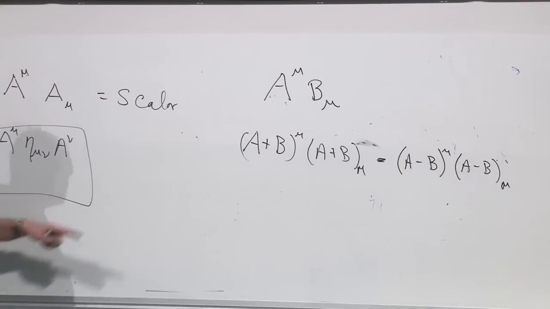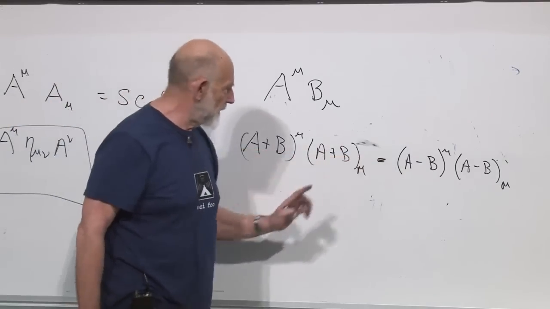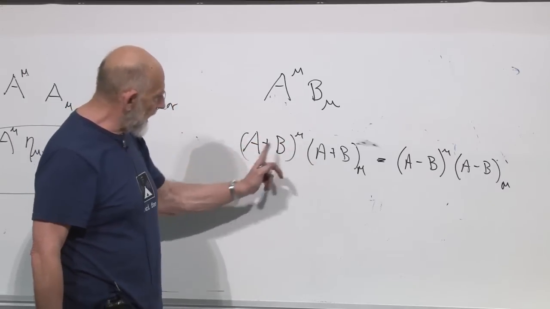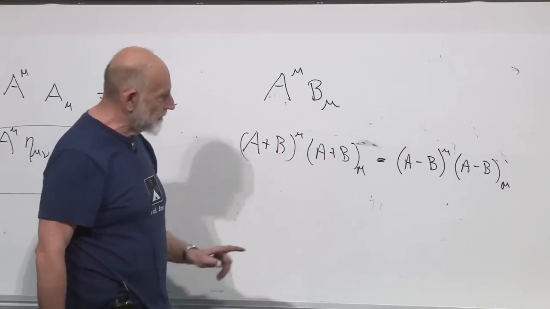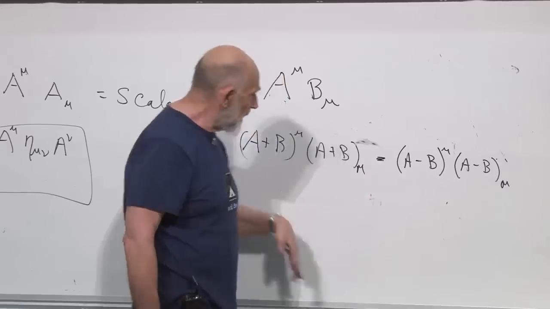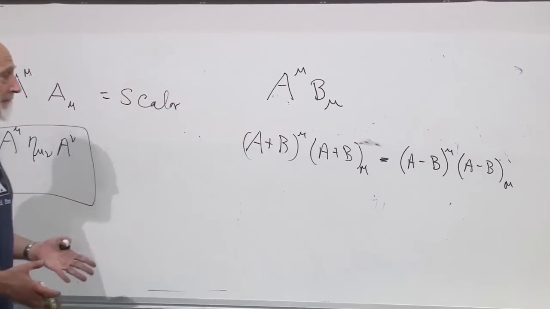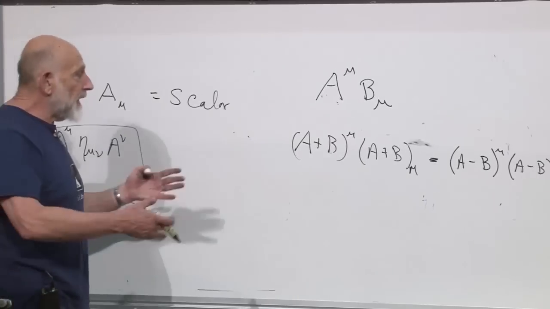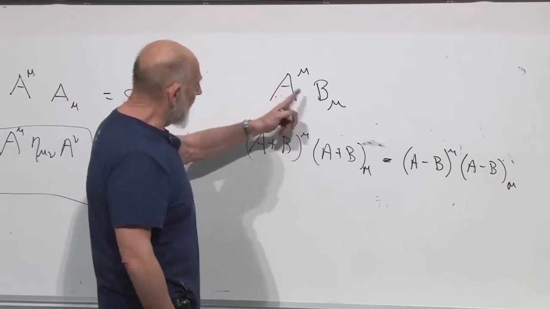Take a look at what we have. We have an A mu, we have the A's. The AA terms and the BB terms are the same on both sides. All that's different is the AB. So we'll be left over, when we do this, with an A mu, B mu.